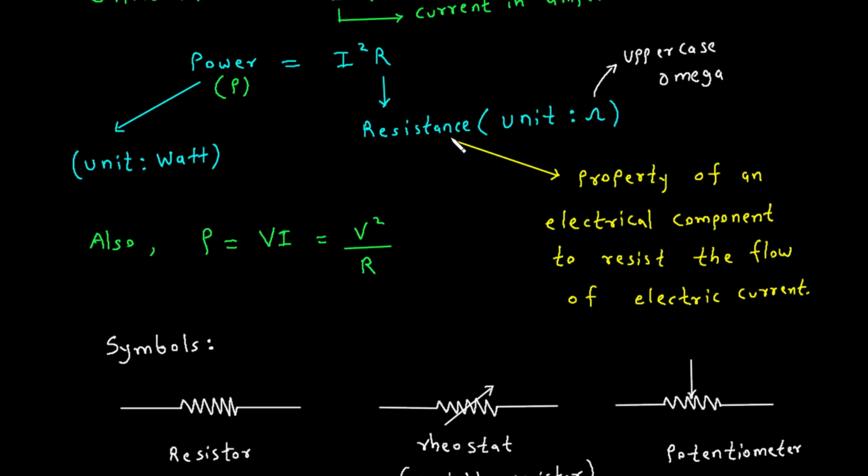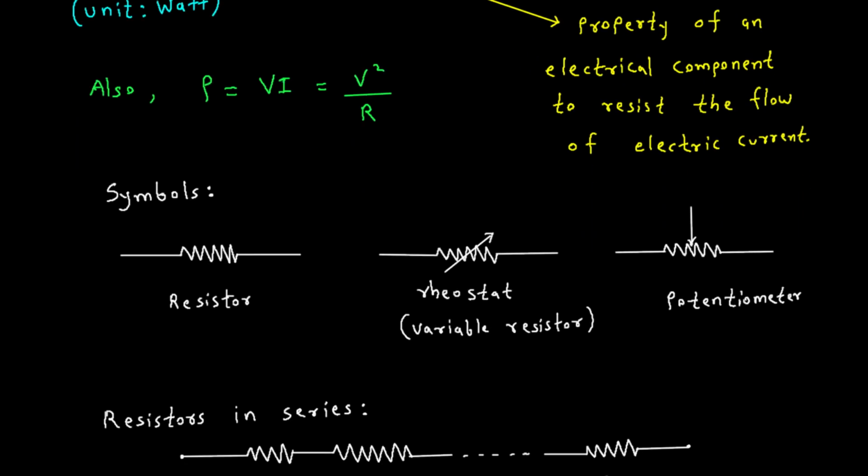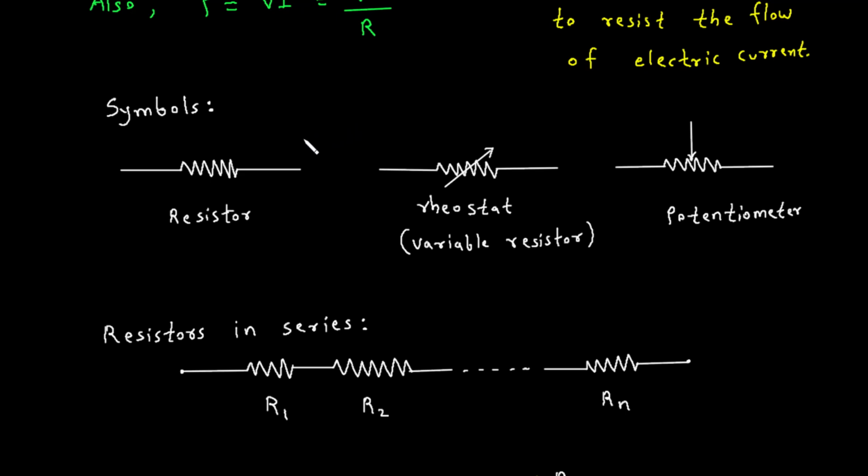Now what is resistance? It is a property of an electrical component to resist the flow of electric current. It is called resistance. Again, also remember that power is equal to voltage into current or V square upon R. So these are the formulas for power. Now let's see the symbols for resistor. This is the symbol for resistor. This is the symbol for variable resistor. It is called a rheostat. And this is the symbol for potentiometer.